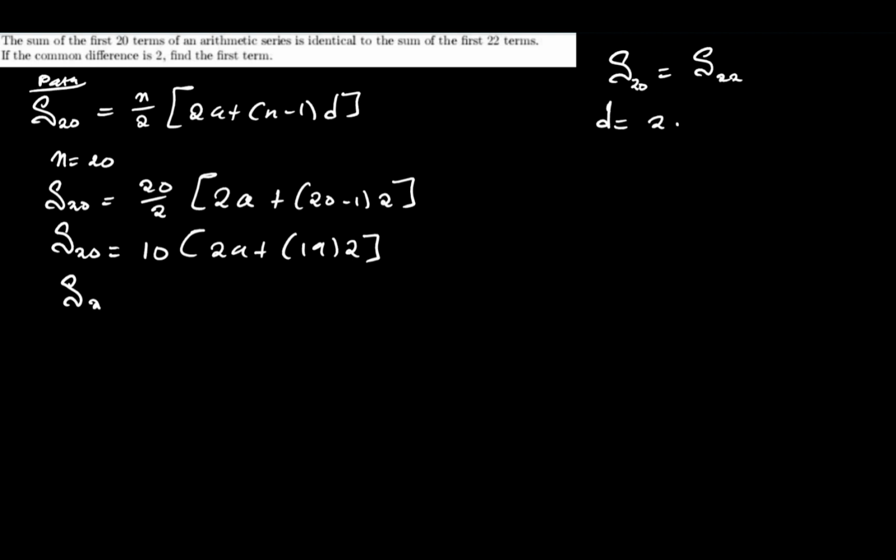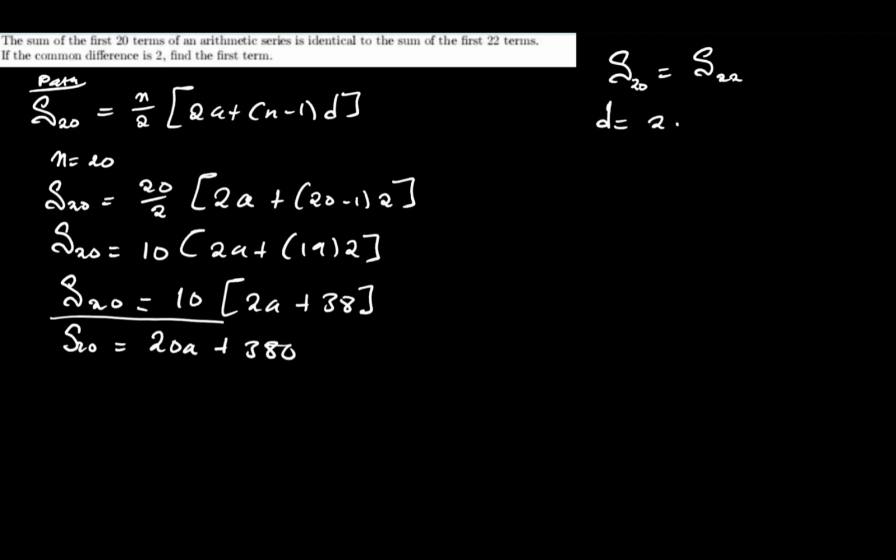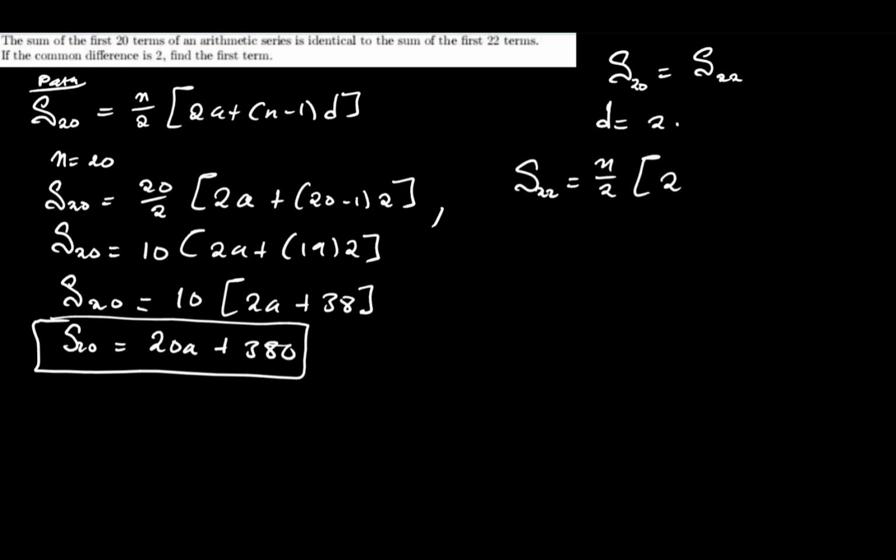So the sum of the first 20 terms is equal to 10, then 2a plus 38. So we have the sum of the first 20 terms being equal to 20a plus 380. Then let's also find the sum of the first 22 terms in like manner. We'll do the same thing that we did for our previous sum.